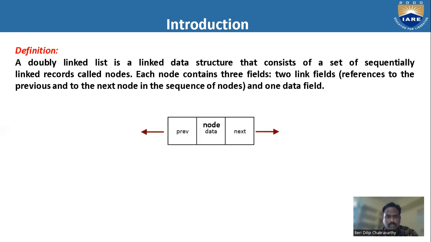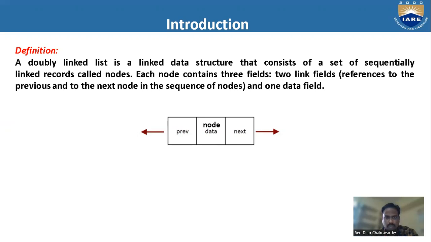Okay, so why did we go to double linked list? We are having single linked list, so what is the drawback of single linked list? If you observe, in single linked list, while traversing we are moving from the starting node to the last node. We move from the first node, second node, third node, something like this.